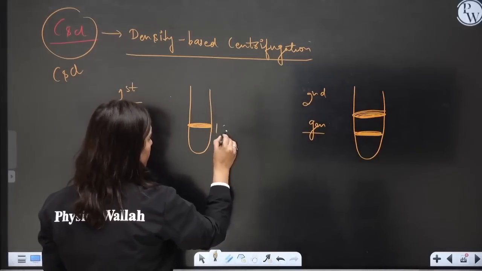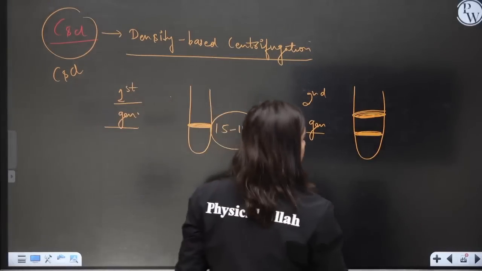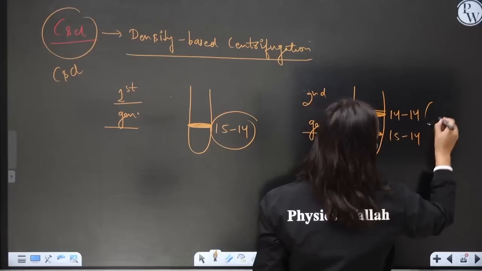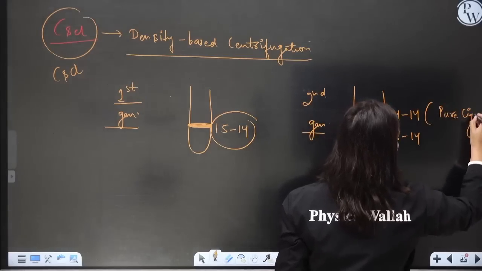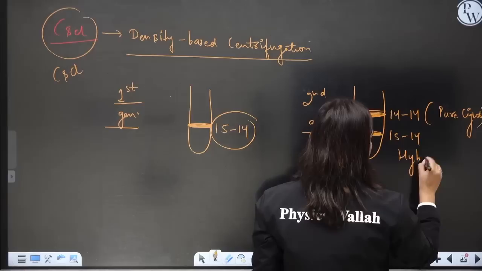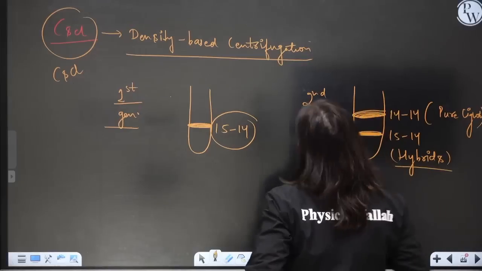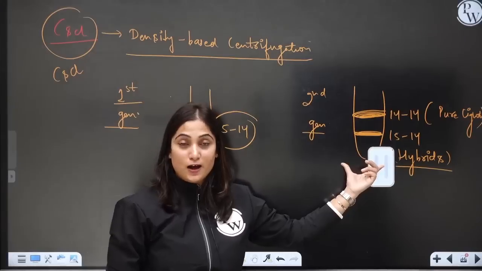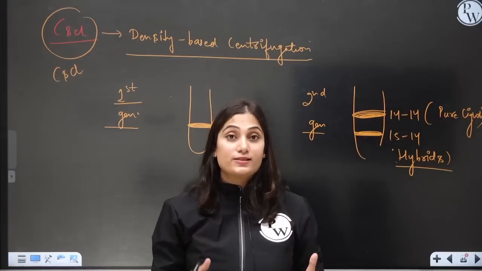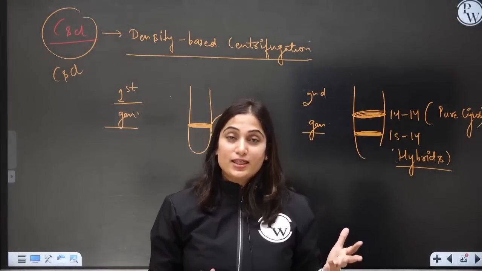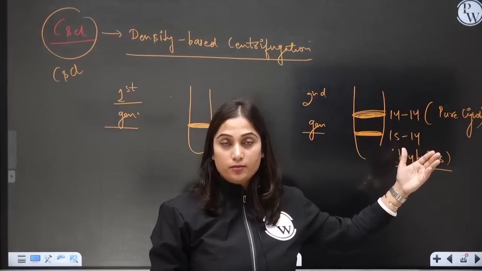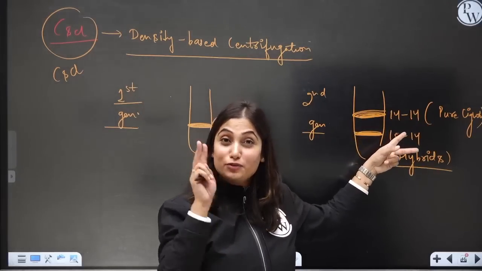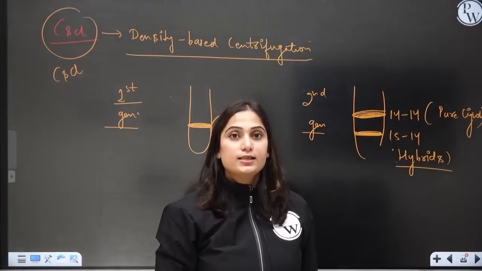Here the band was only of 15, 14, that is only of hybrids, but here the bands are of pure light, 14, 14, and the hybrids, 15, 14. These are pure light and these are hybrids. That means this formation of 2 bands in the second generation after centrifugation proves that DNA replication is semi-conservative. If it had been fully conservative, then no matter for how many generations the experiment goes on, the band would have been only 1. The presence of 2 bands proves that replication is semi-conservative.